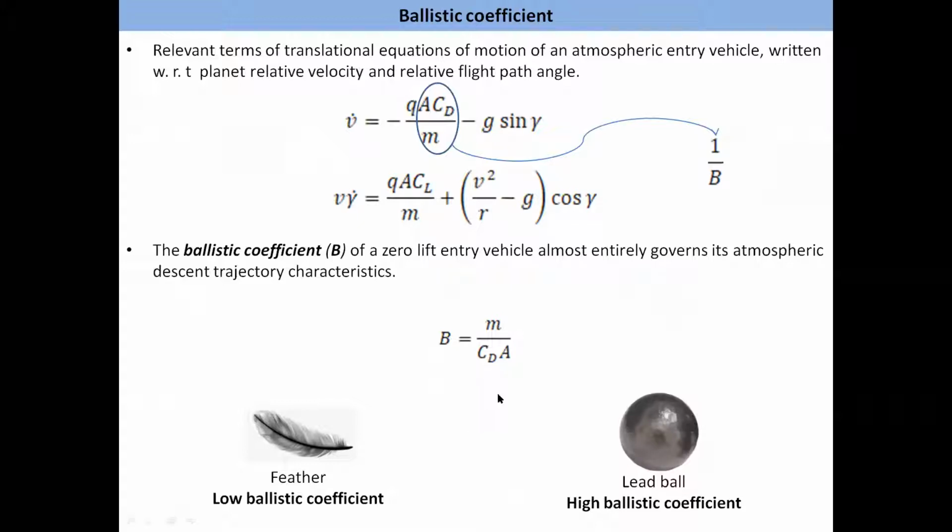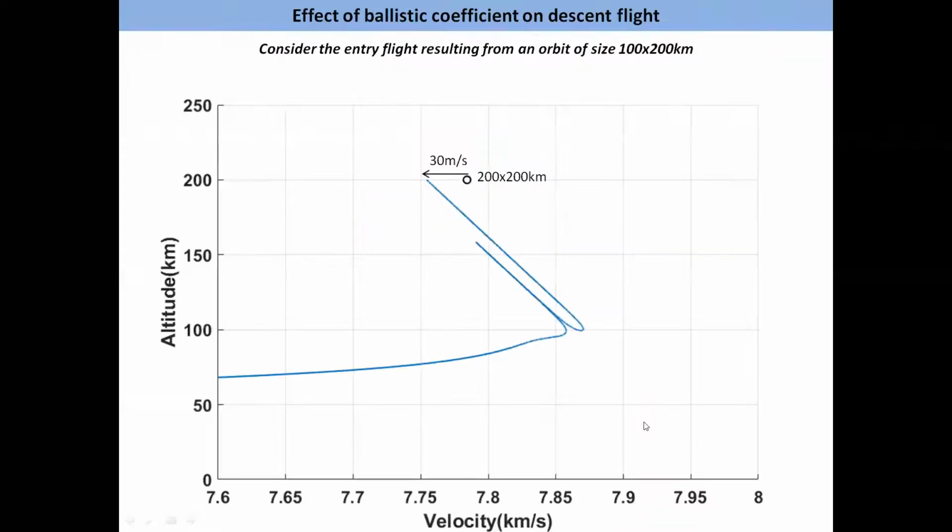Okay, so what is a ballistic coefficient? It is basically a measure of how massive the body is, and it also gives a measure of how efficiently it will decelerate when it enters the atmosphere. So a feather would have a very low ballistic coefficient, and because of that, it would decelerate pretty quickly, while a lead ball, which has a high ballistic coefficient, would not decelerate as efficiently.